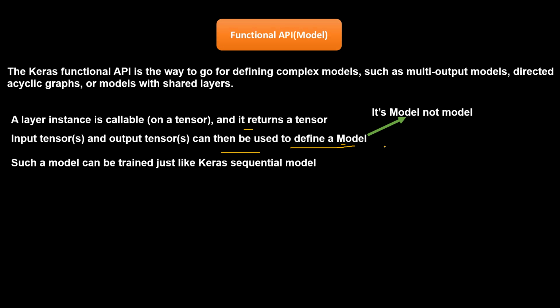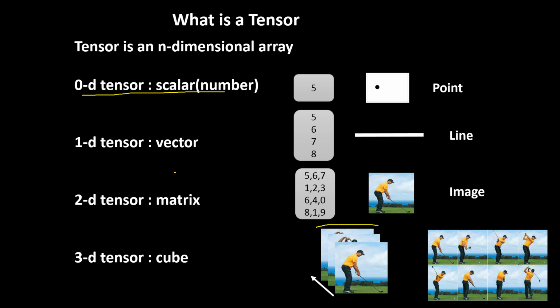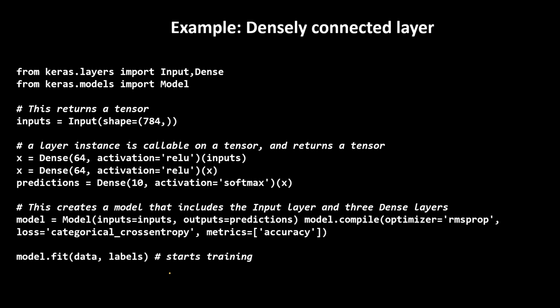And this functional API model which we created can be trained similar to the sequential model by simply using model.fit. So first, let me go once again over what a tensor is. A tensor is an n-dimensional array. If it's a zero-dimensional tensor, it's a scalar. If it's one-dimensional, it's a vector or a line. If it's two-dimensional, it's an image. And if it's three-dimensional, it's a cube. So it can take any tensor.